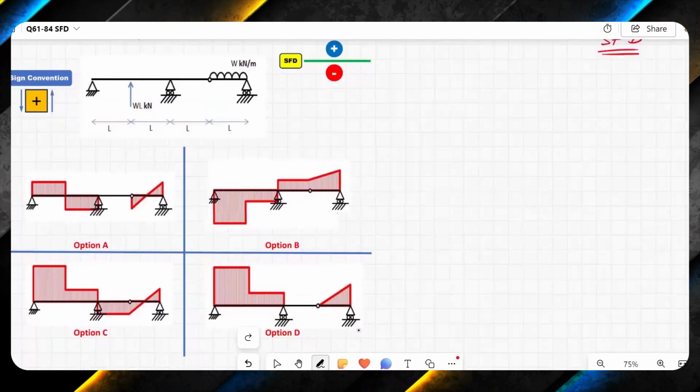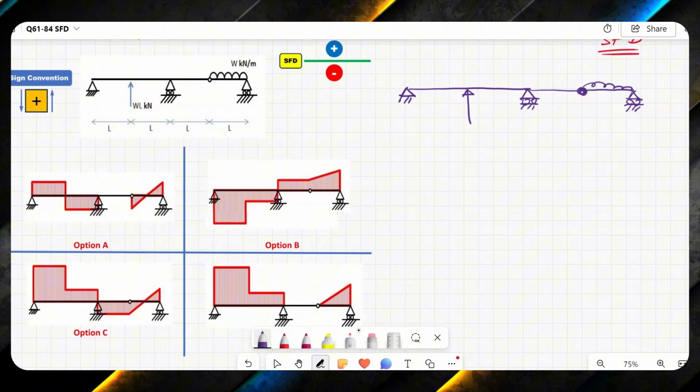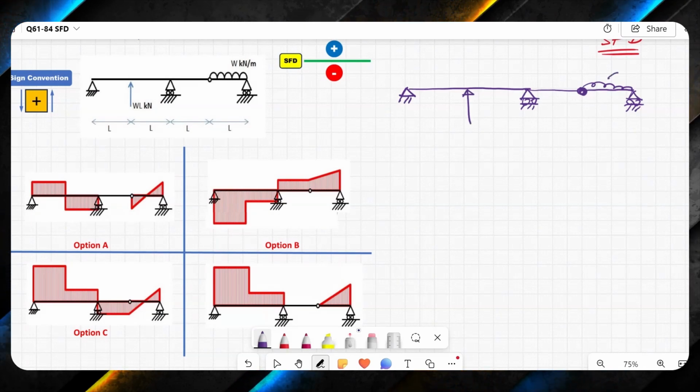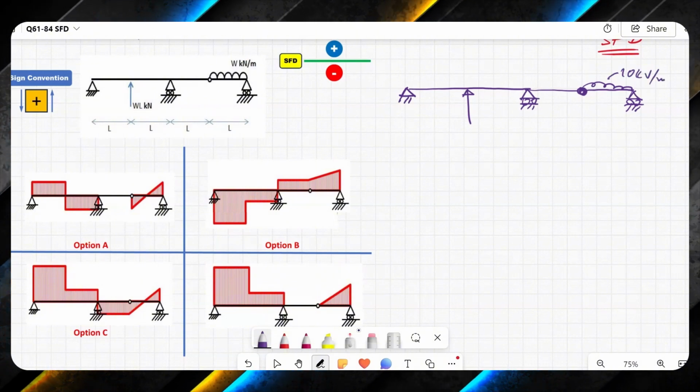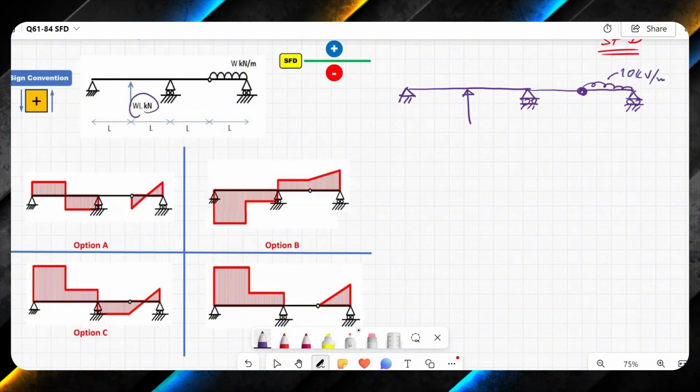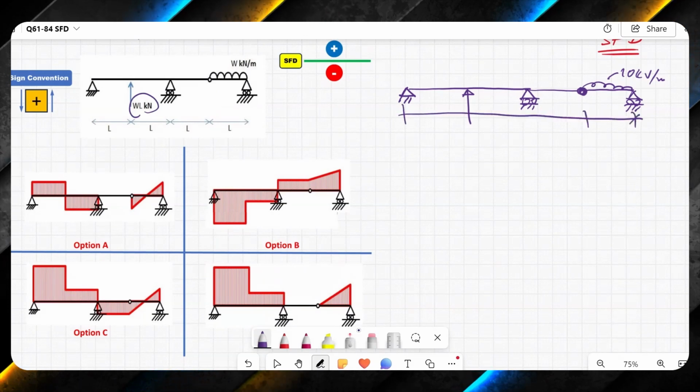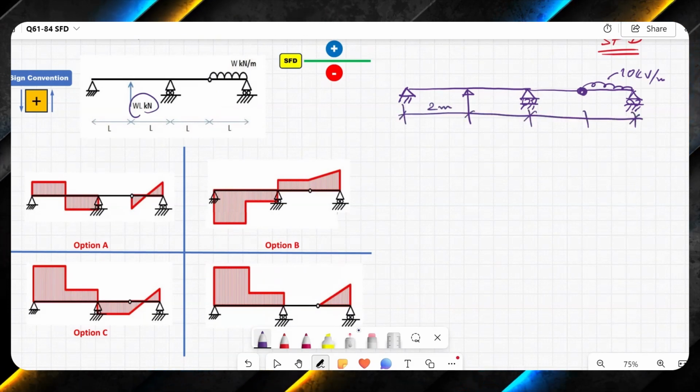Let me first of all draw this diagram. Here I have to take certain assumptions. I'm assuming that this loading is 10 kilonewton per meter, and I'm assuming that this load is W times L, and I'm assuming here that L is 2 meters.